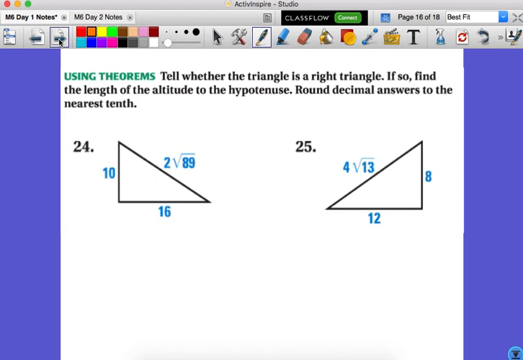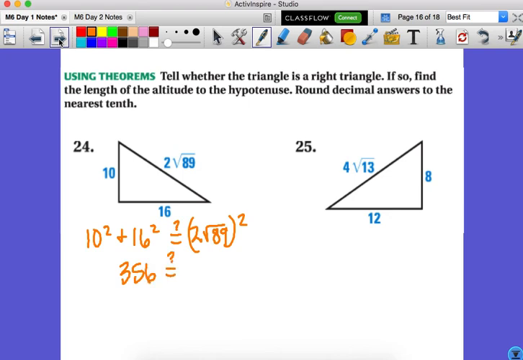Final few questions here. Determine if these are a right triangle. If so, find the length of the altitude to the hypotenuse. Round your decimals to the nearest tenth. So if this is a right triangle, that 2 square roots of 89 ends up being approximately 18.9. So this is the biggest side. So I'm going to test, is a squared plus b squared equal to c squared? Now be careful here. The left side should be pretty easy to just type into your calculator.